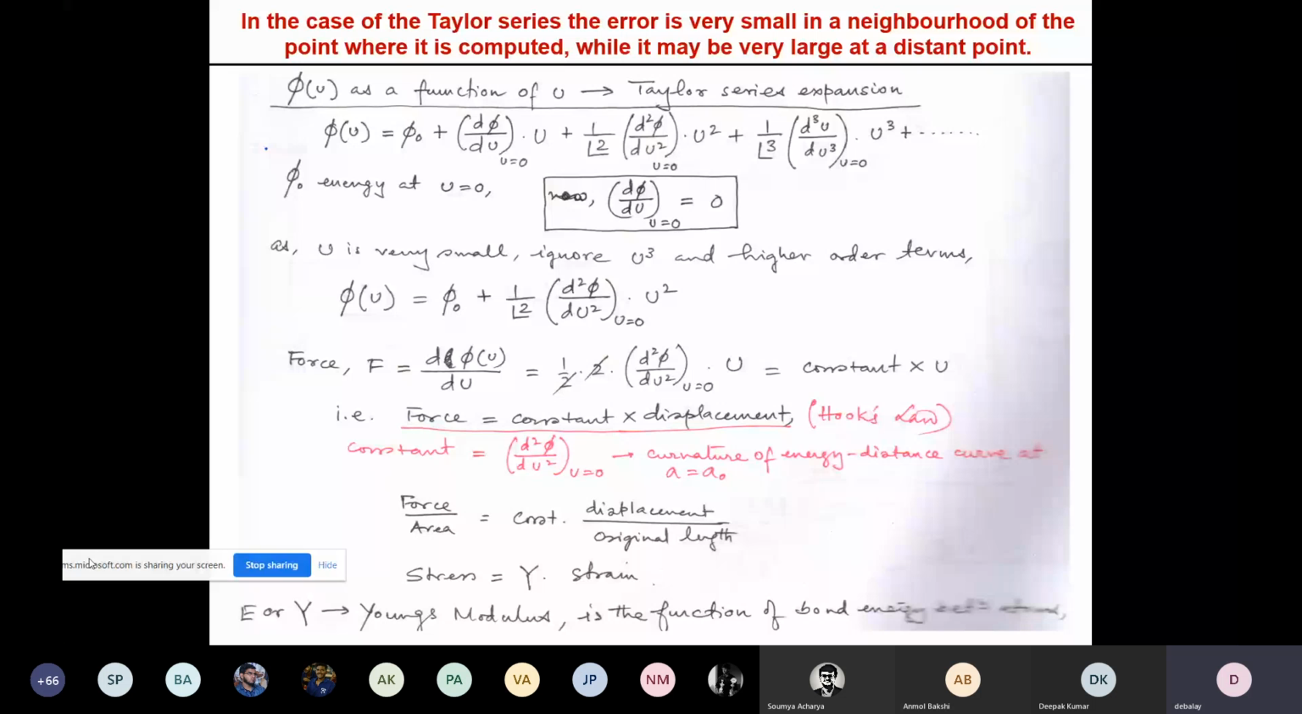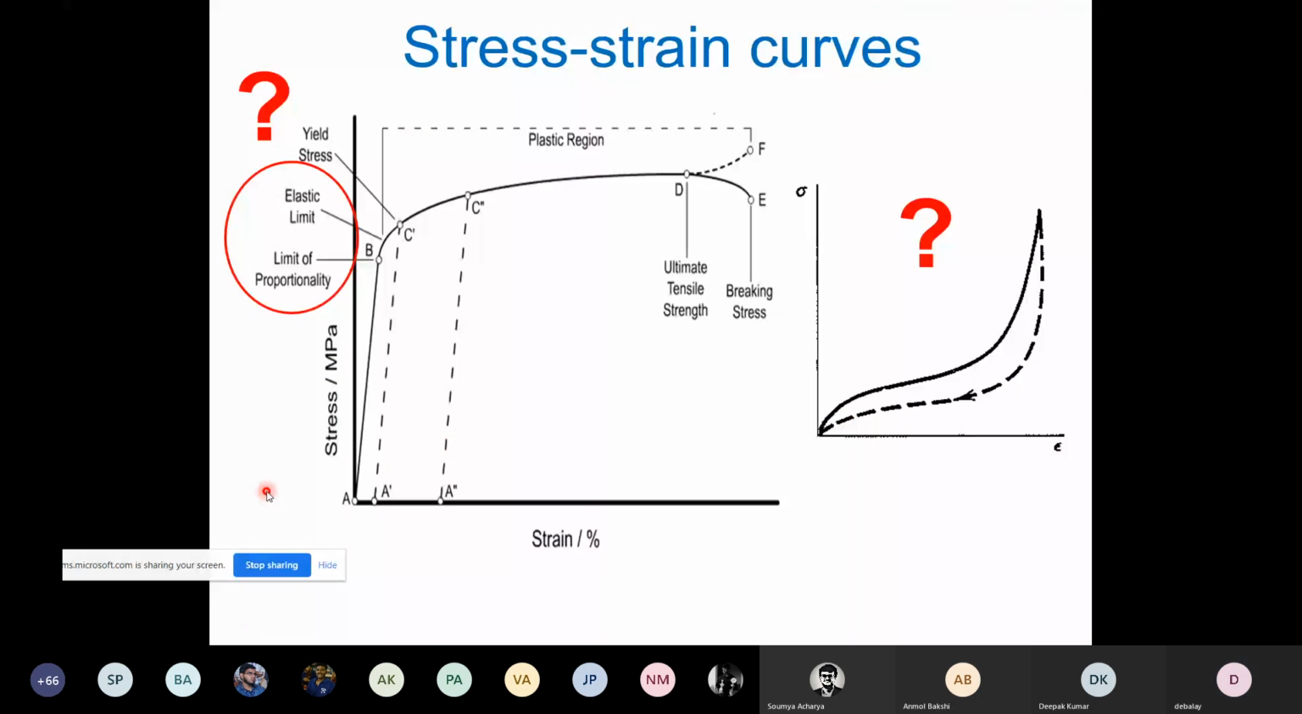On the stress-strain curve, we have shown and defined that the points are different: the limit of proportionality, that is proportionality limit B, then comes the elastic limit, then comes the yield stress. And we have defined what the differences between them are.